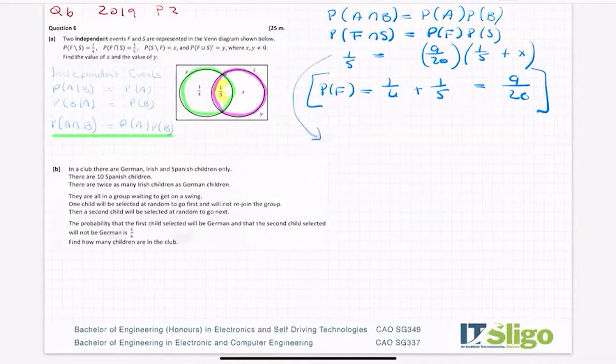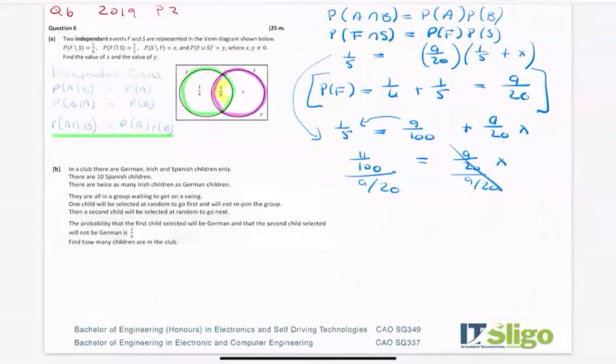Let's come down here. So that a fifth is equal to, let's multiply in that 9/20, 9/100 plus 9/20 of X. Subtract that from both sides: 1/5 minus 9/100 is 11/100, and that's equal to 9/20 X. Divide both sides by 9/20, just like you would if there was any other number in front of X. 11/45 is the probability of X. So that's my X.